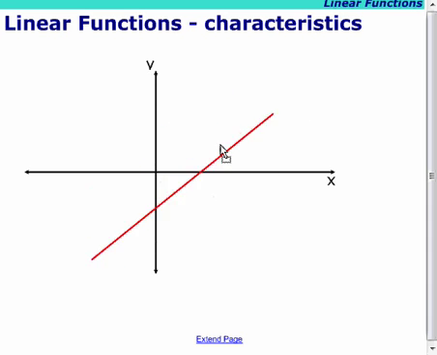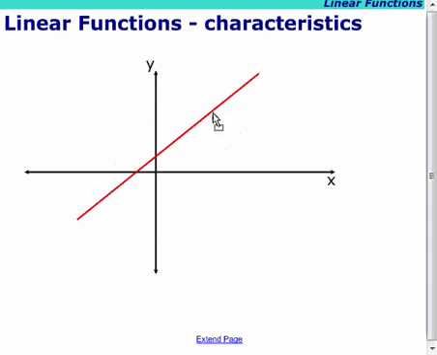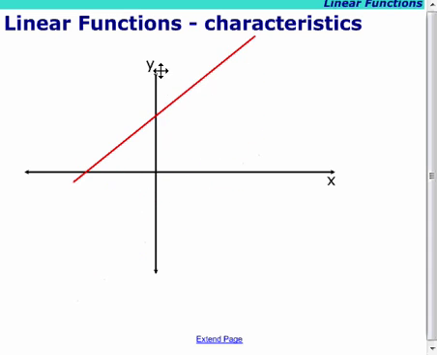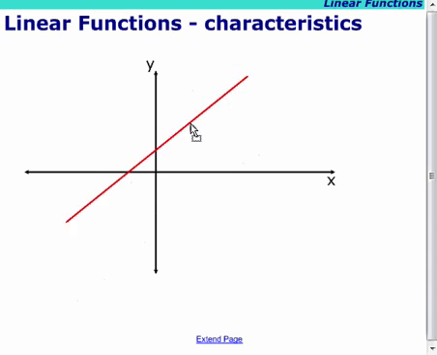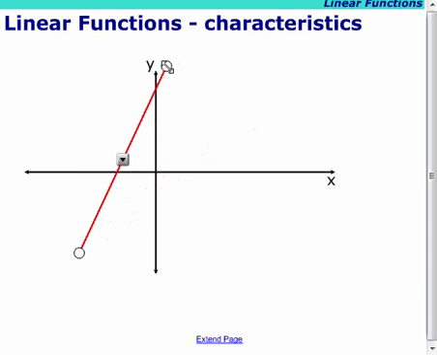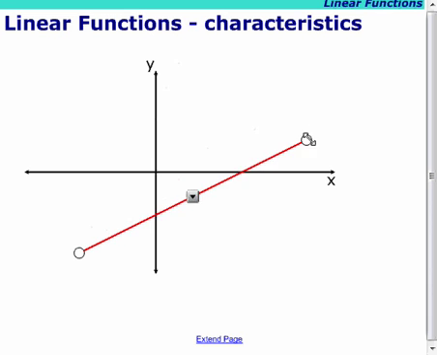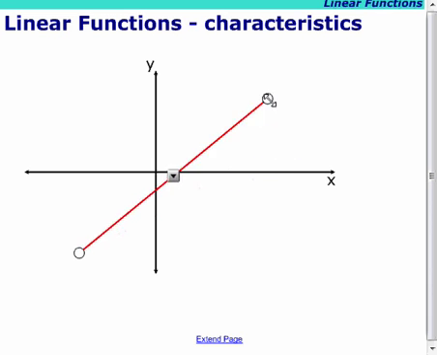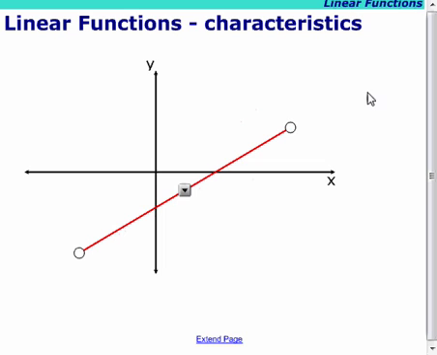So I can take this line and I can move it around, and notice that it keeps the same slope, but it's crossing this y-axis in different spots. And so every time I move this line, it's defining a different linear function. I could also take the line and I can change its slope. So here I have a greater slope, here I have a lesser slope, and every time I move that, it defines a different linear function.